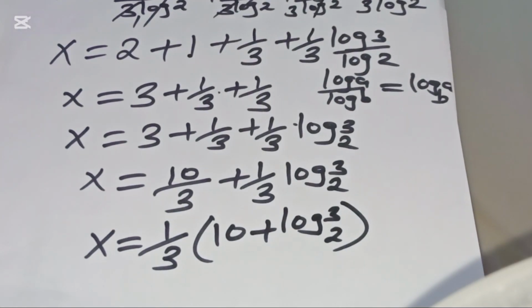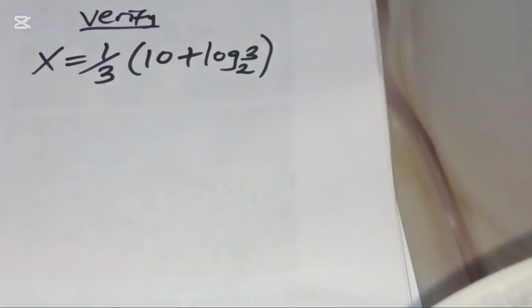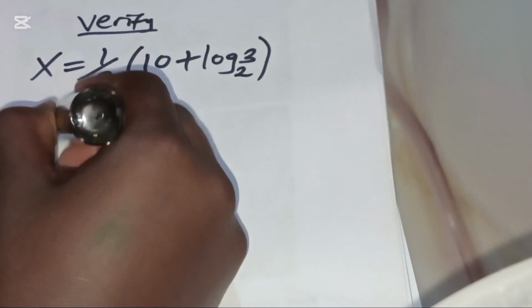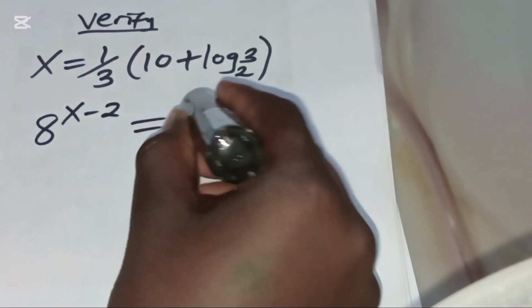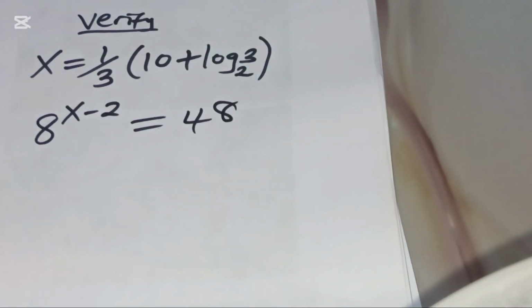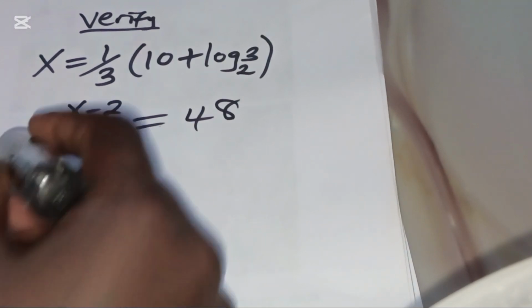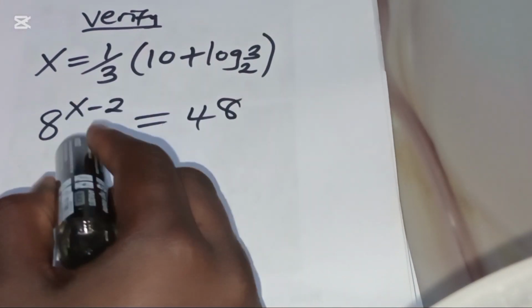Now let's verify that this value of x actually satisfies the equation, following the steps as follows. Let's verify that this value of x, which is a third into the parentheses 10 plus log 3 to base 2, actually satisfies the equation. Now if you recall, we have 8 to the power x subtract 2. This is supposed to give us a value of 48. Now we're simplifying this further.